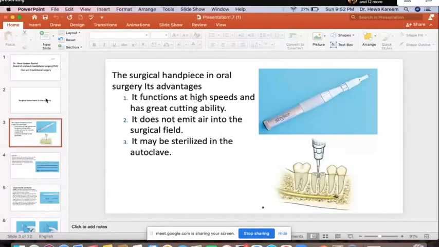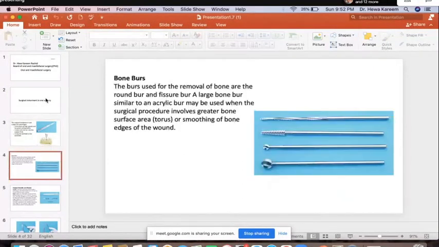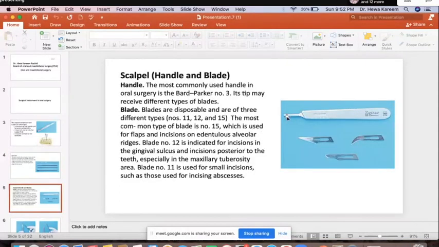Surgical instruments. Just the name and use, for example bone bur for removing bone. Just the name of the instrument and what it is used for. Scalpel handle for grasping the blade. This is a blade holder, for grasping the blade. How many types of blade? 3, 11, 12, 15.